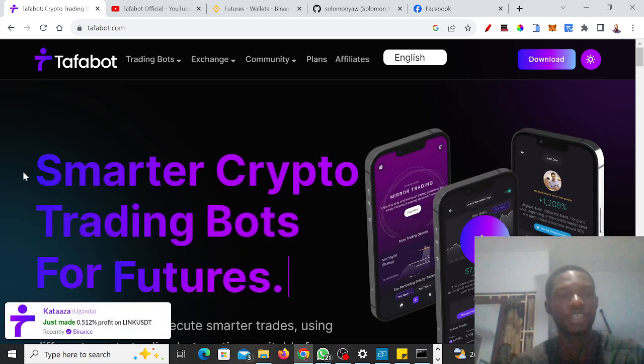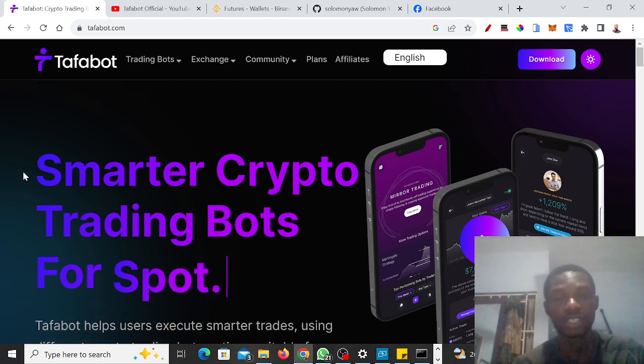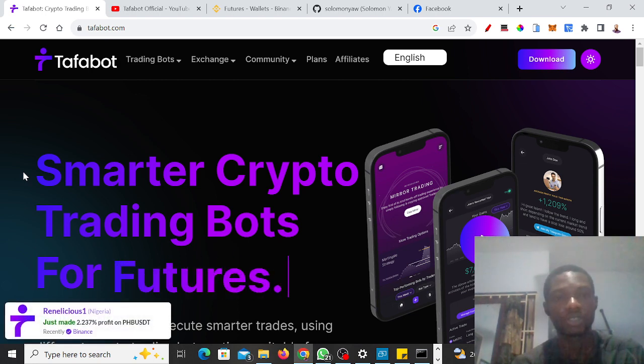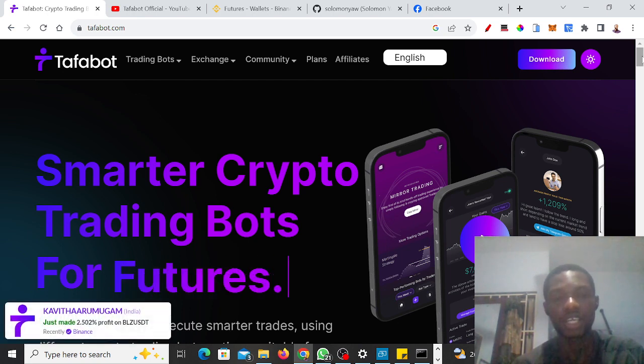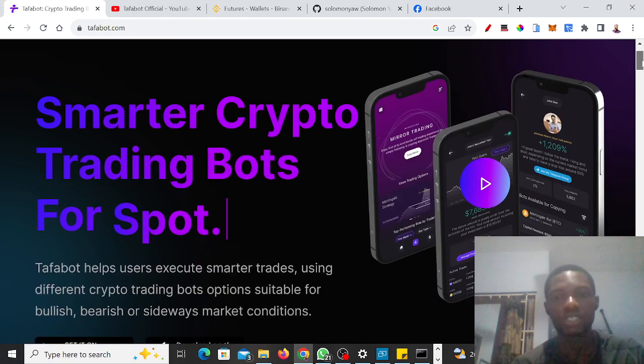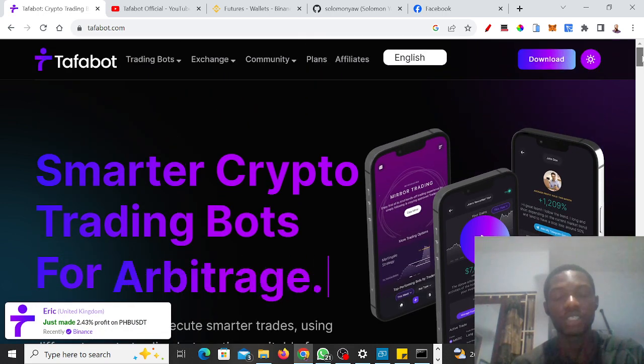Not new, but a crypto trading bot that was launched about a year ago, and it uses artificial intelligence to trade for you on your crypto exchange, and then it makes profit for you directly into your wallet. Okay, so it's called Tafabot. You can check it out.